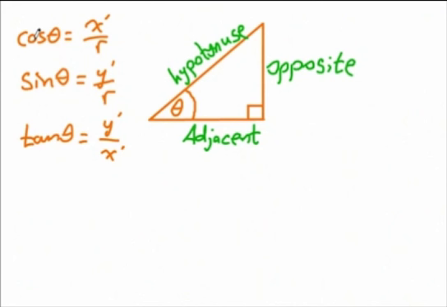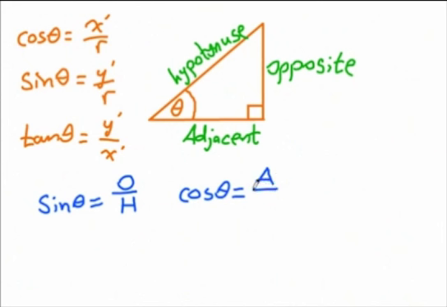So we can reorganize the cosine theta, sine theta, and tangent theta. And I'm going to start off with sine theta by convention. So sine theta generally was y prime over r. Well, y prime is now called opposite, and r is now called hypotenuse. And then cosine of theta was x prime over r, but x prime was replaced with adjacent, over the hypotenuse. And then finally, tangent of theta is going to equal y prime over x prime. Well, y prime was opposite, and x prime is adjacent.